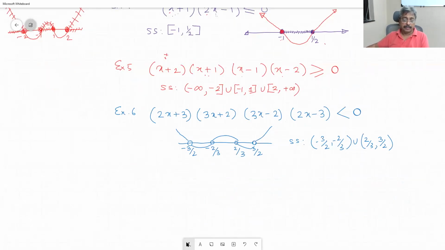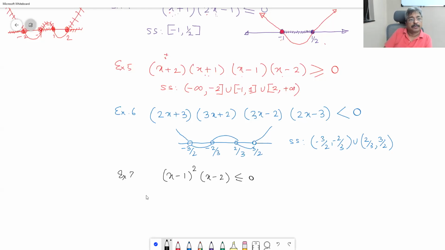Example number 7. x minus 1 bracket square into x plus 2 should be less than or equal to 0. You should not get worried about that square. Right?